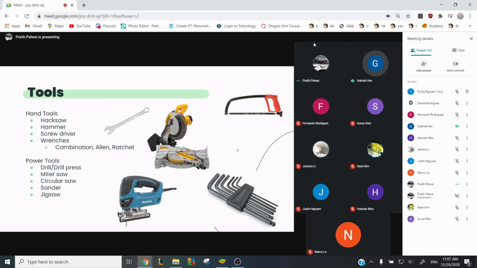You have your miter saw, which is the big yellow one in the middle. That one's used for cutting wood. You can probably also cut metal with it, but it's usually used for cutting angles. It's pretty accurate with that. Your circular saw, which is kind of like a mini handheld version of the bigger one, is also used to cut wood. You have a sander, which is used to sand things, and your jigsaw, which is on the bottom left. That one's usually used to cut curves or any cool shapes in wood.